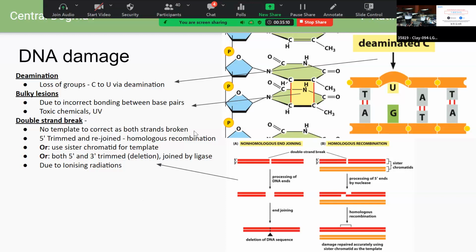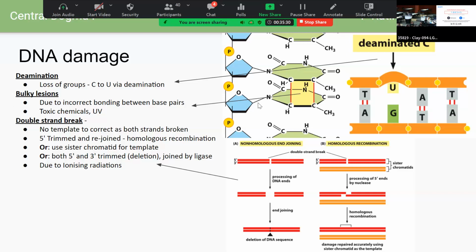Okay, once again, we just have key notes here. So DNA damage, types of damage that can occur. So deamination, pretty much the C turns into a U. That's pretty much all you have to know. It pretty much messes up all the structure of the DNA because now it has this U here.